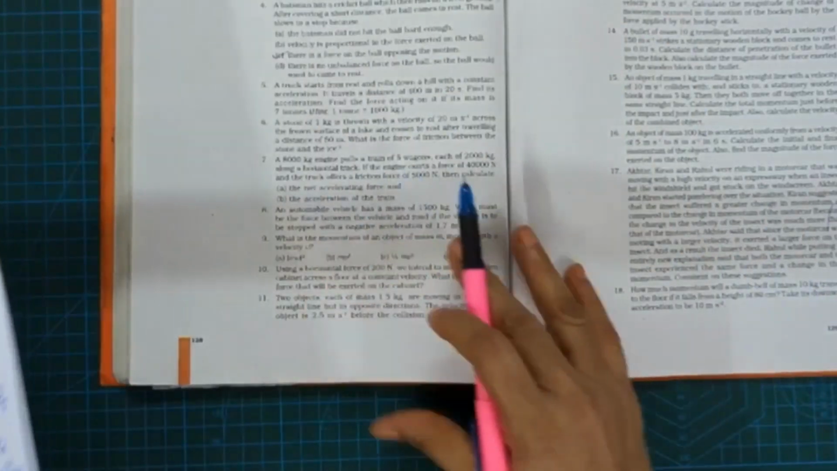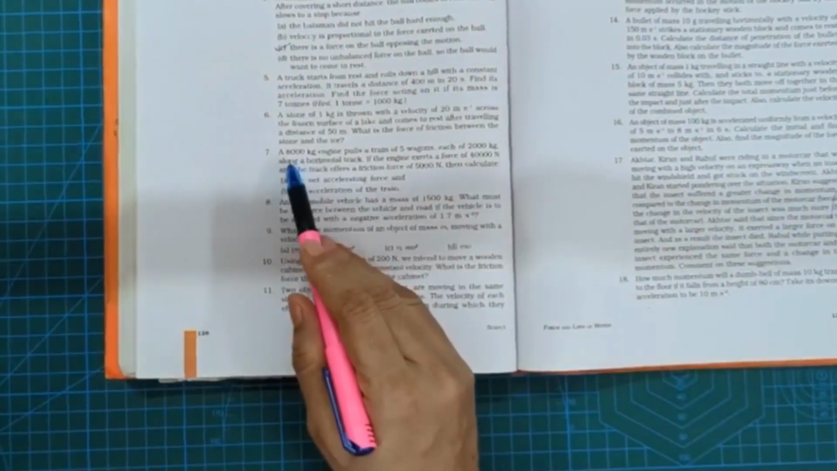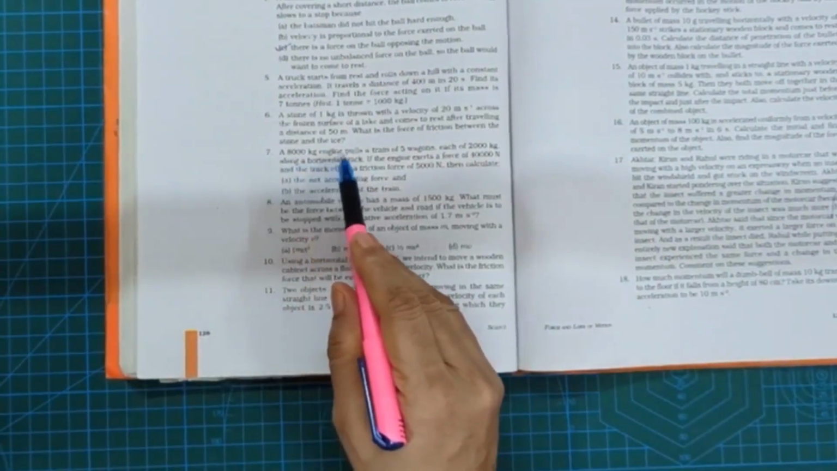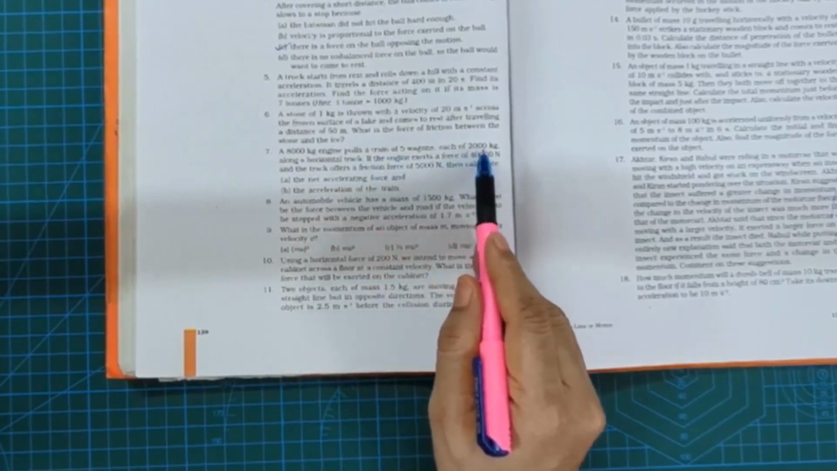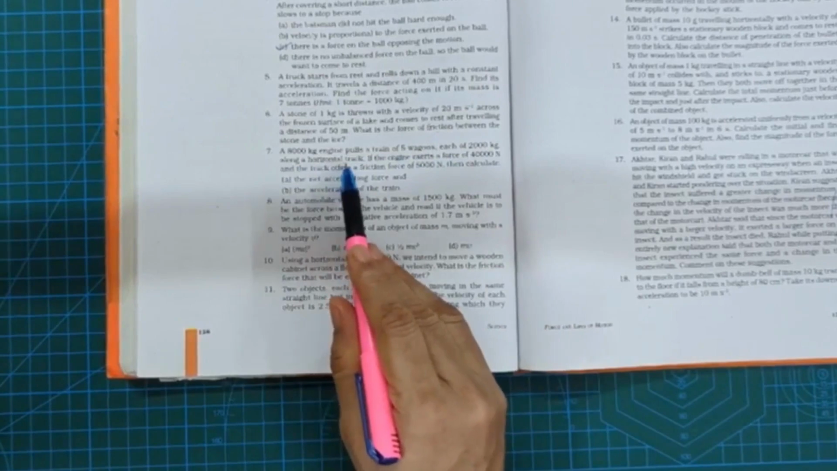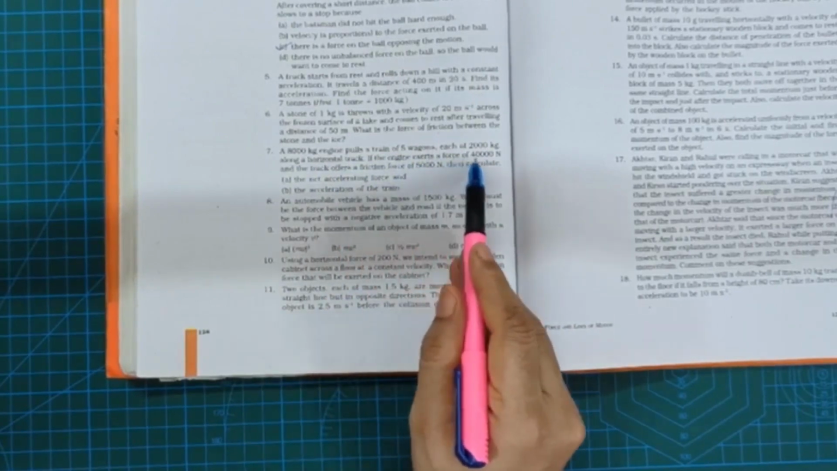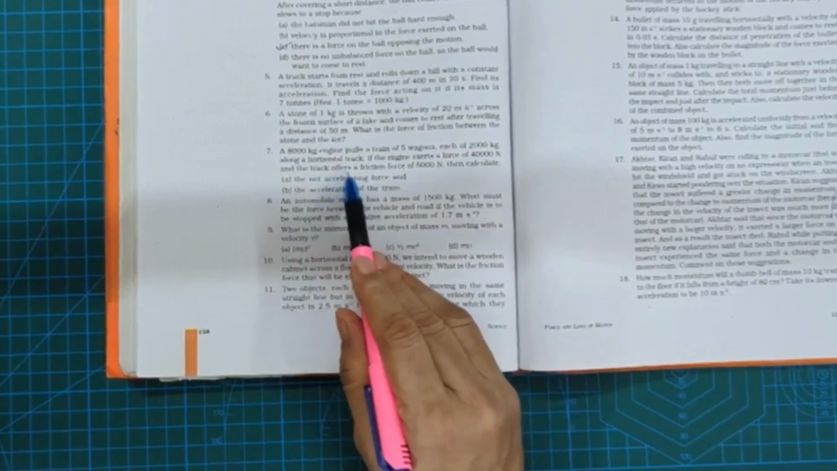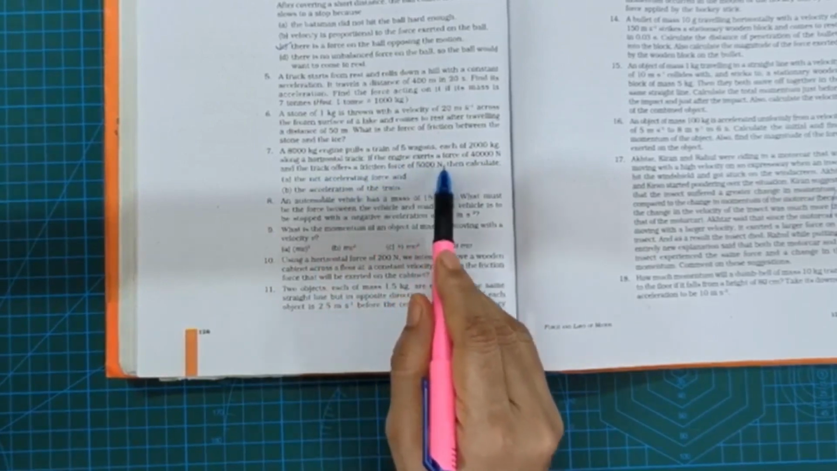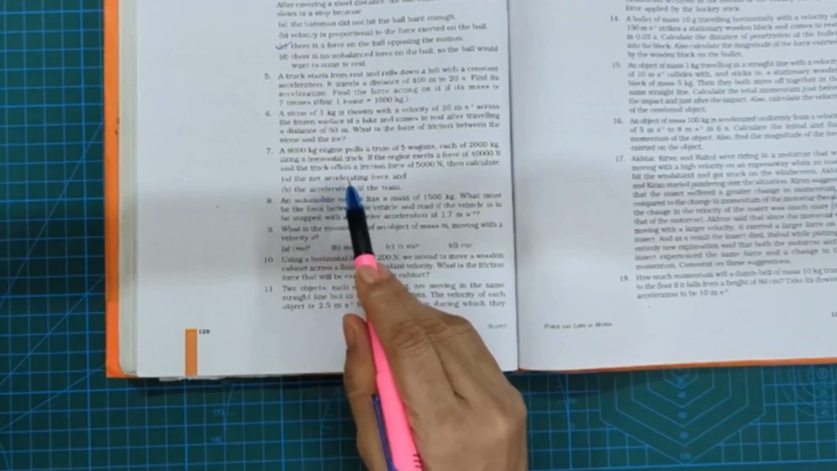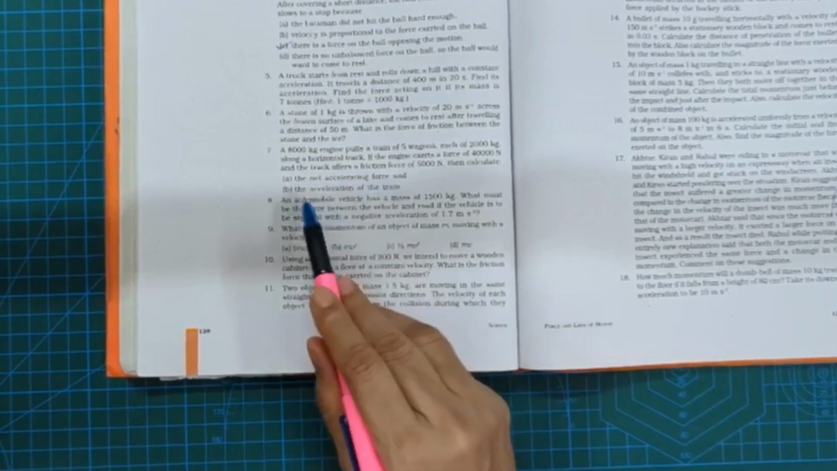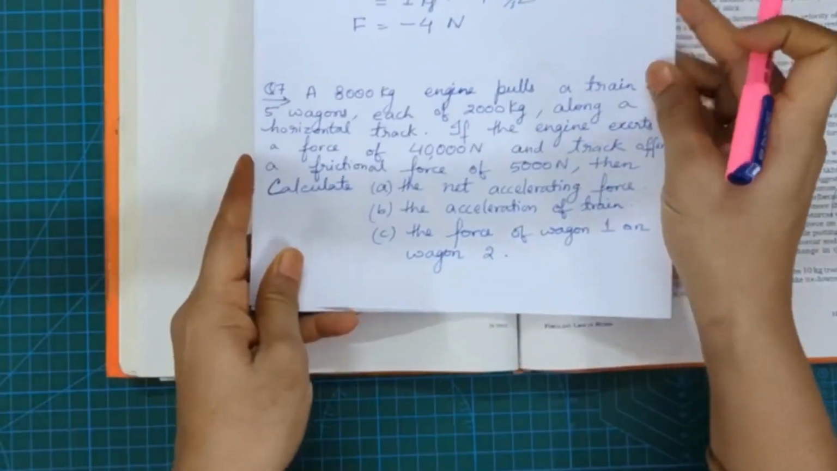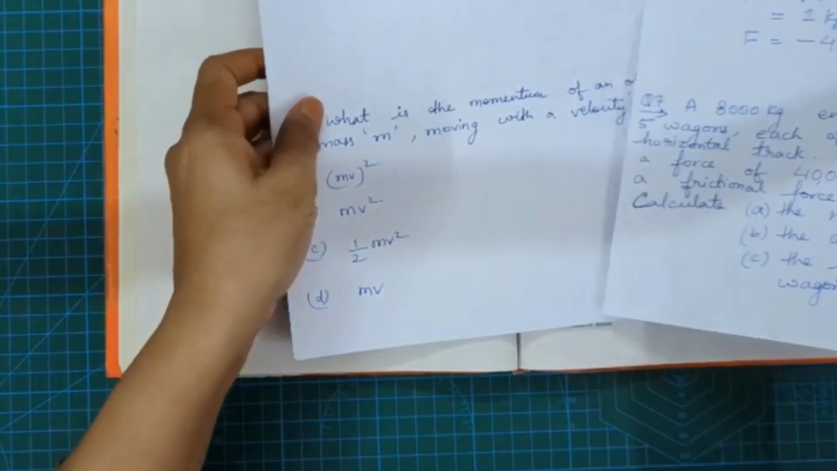Now coming to 7th question. The 7th question states, an 8,000 kilogram engine pulls a train of 5 wagons, each of 2,000 kilograms, along a horizontal track. If the engine exerts a force of 40,000 Newton and the track offers a friction of 5,000 Newtons, we have to calculate two things: first, the net accelerating force, not acceleration. It's a net accelerating force. Second, the acceleration of the train.